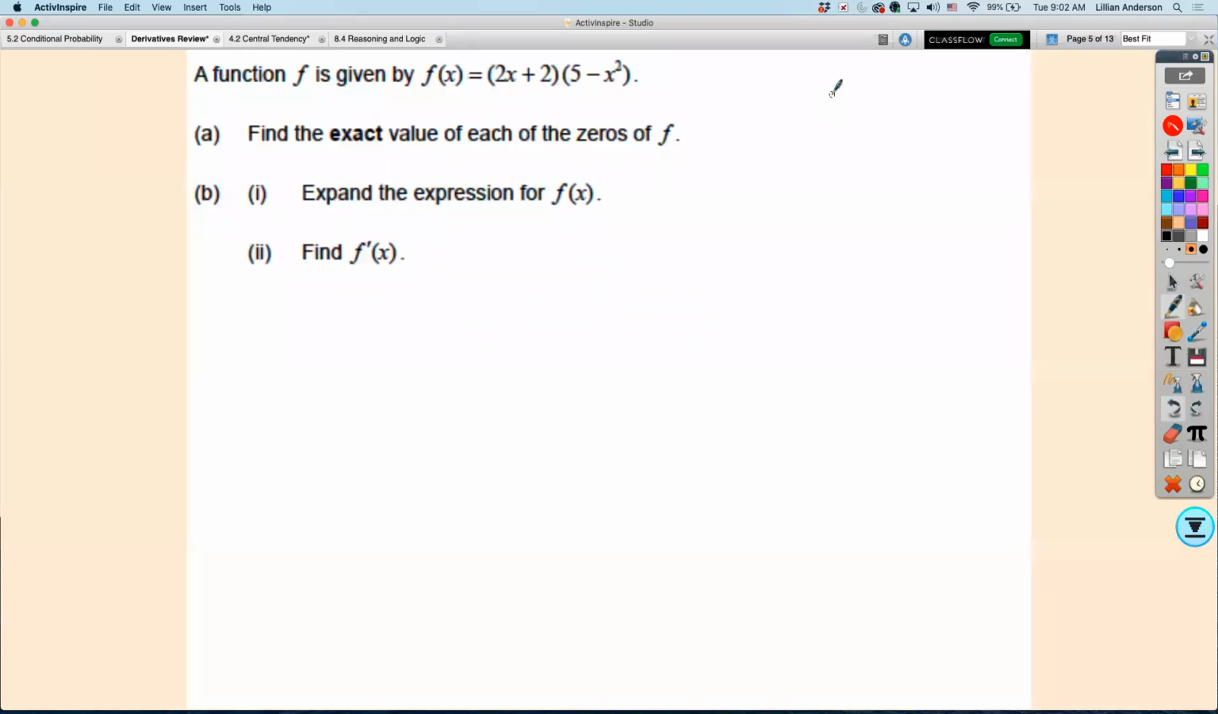Since our function is 2x plus 2 times 5 minus x squared, and we're asked to find the exact value of each of the zeros of f, what do zeros mean? There's another word for zeros. The x-intercepts. Exactly. So it's asking me to find the x-intercepts of this function. Now we know how to find the x-intercepts algebraically, yes? How do I find the x-intercept of any function? You set them equal to 0. Set each of your factors equal to 0. That's how you find the exact value.